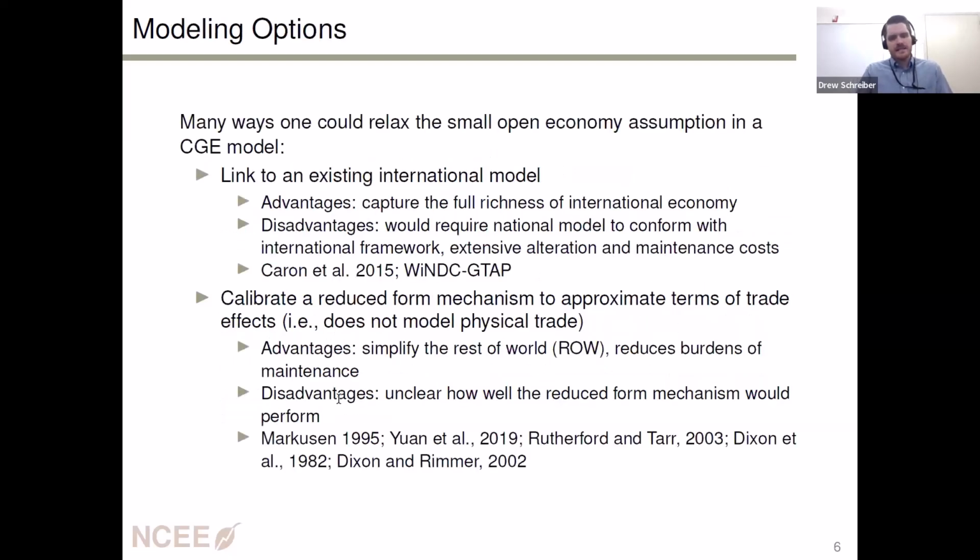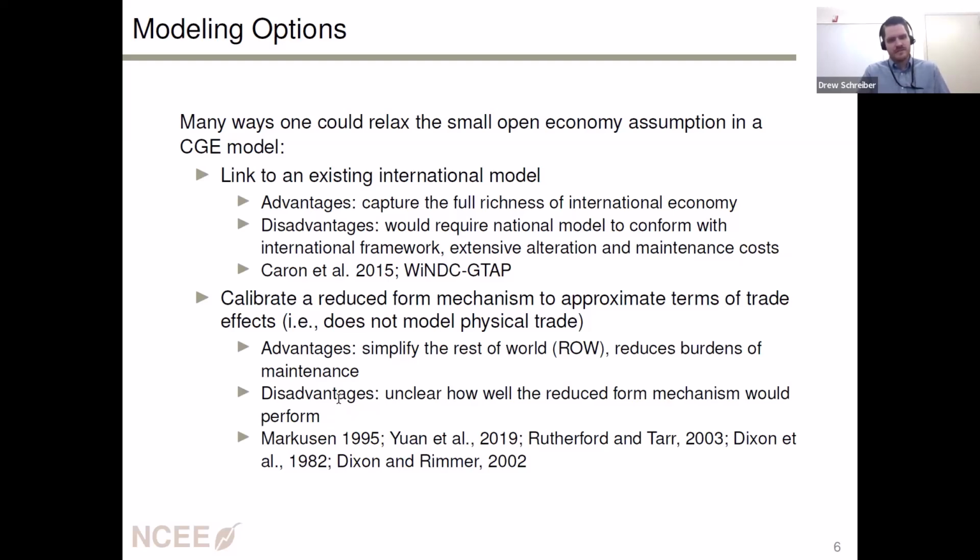And so that led us to thinking about trying to use the GTAP model to come up with estimates on how to do this. You can think about relaxing the small open economy in several ways in CGE models, and indeed there are lots of applications in the literature that do this. The first and maybe most obvious one would be to just link your single country model with an existing international model. So, there are some papers that do this listed here.